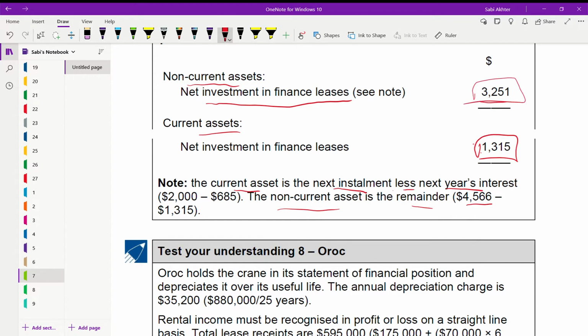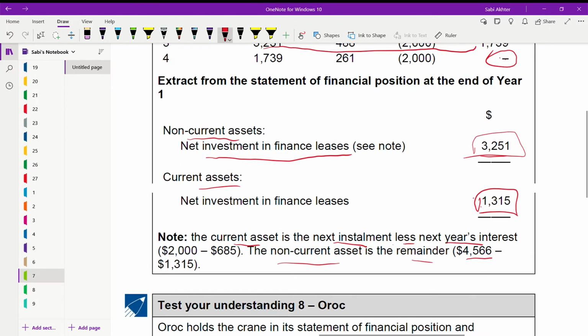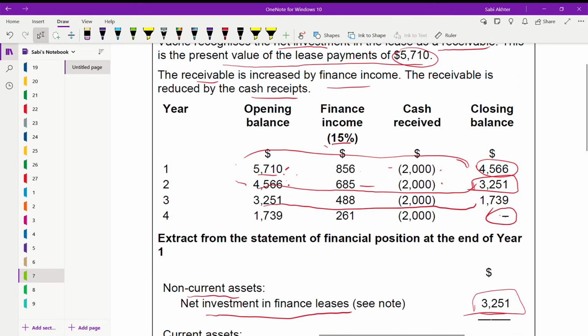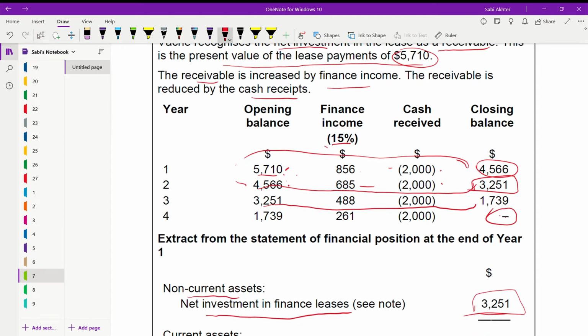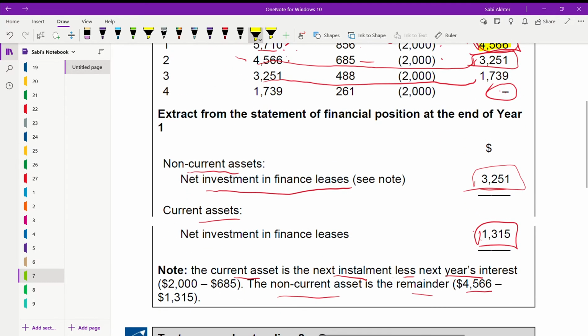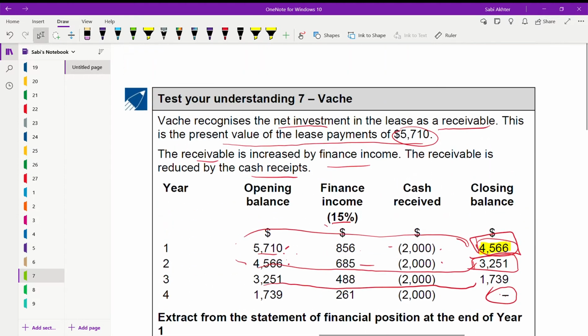Okay, 4566. You see, it is this amount. Let me highlight it for you. It is this closing balance of the first year. From here you minus the current year's asset, which is 1315, to get the non-current asset.